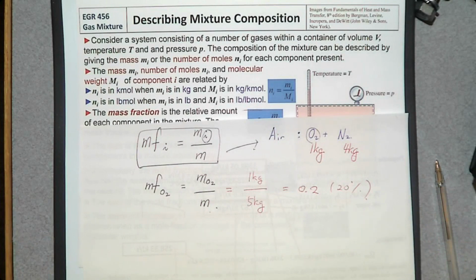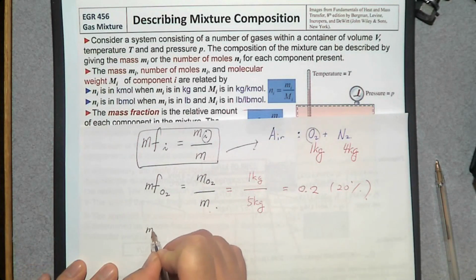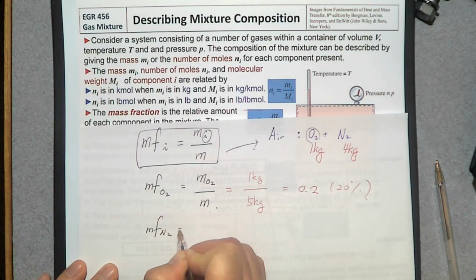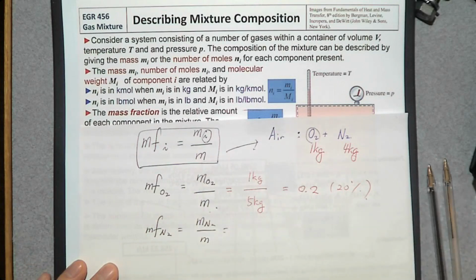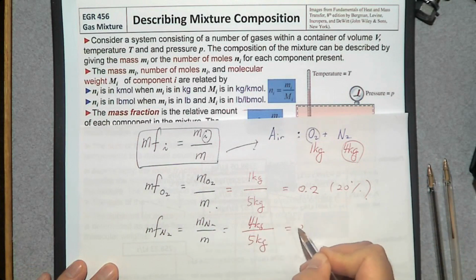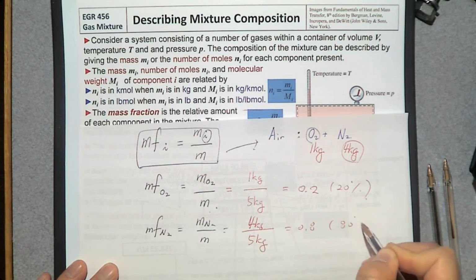Then how many mass fractions do we have for this system, air? Since air is considered a mixture of these two, oxygen and nitrogen, there are only two mass fractions. The mass fraction of oxygen and the mass fraction of nitrogen, which is the mass of nitrogen divided by the total mass. In other words, 4 kilograms divided by the total mass 5 kilograms, 0.8, so 80%.